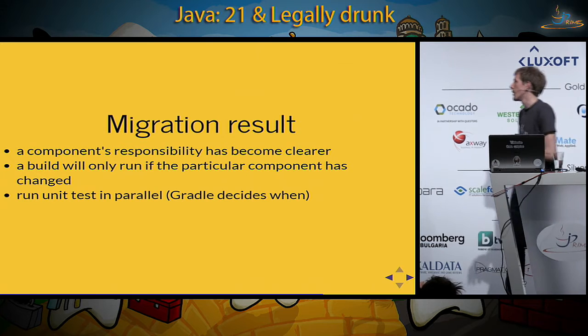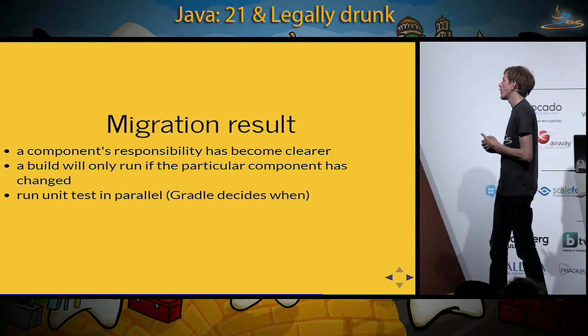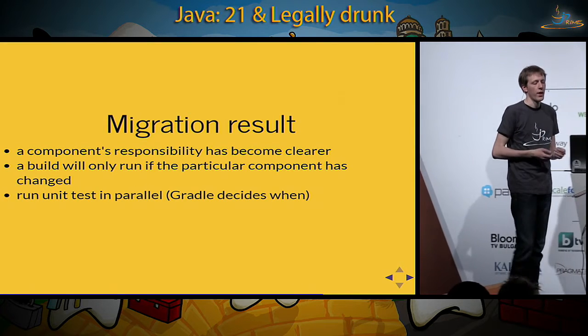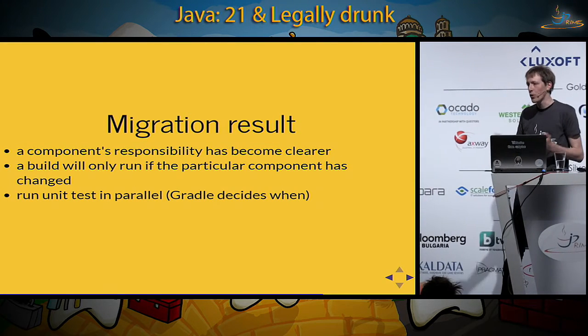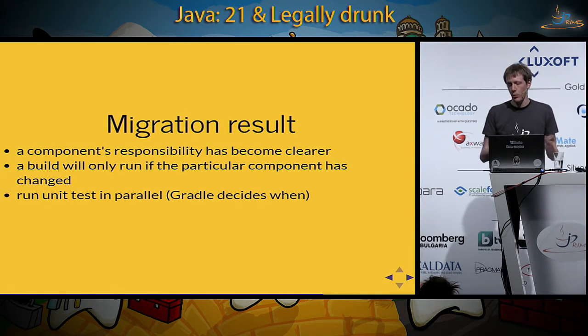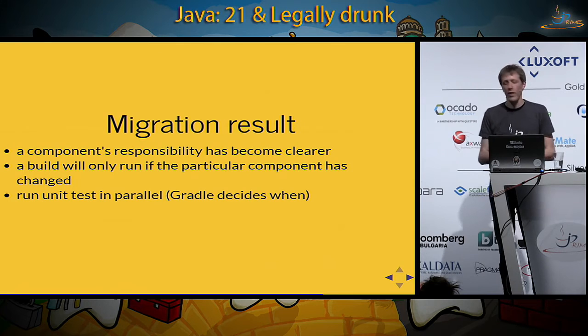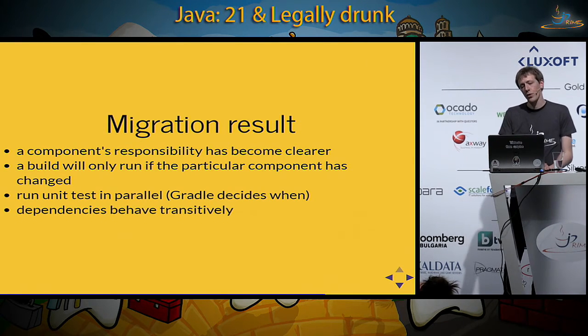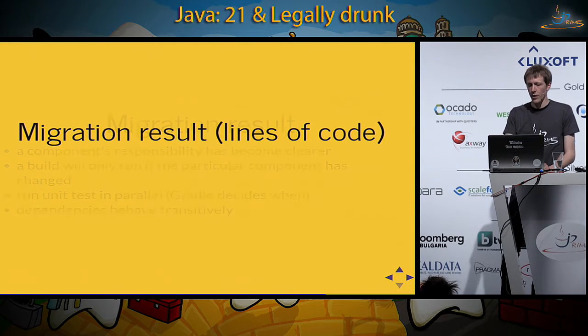I haven't told you about this, but Gradle can decide whether to run a few unit tests in parallel. Actually, it tries to compute the best strategy, whether to run in parallel or not. In Ant, this is also possible, but you need to predefine it, and Gradle just does this on the fly, so that's great. I've already told you about transitive dependencies.